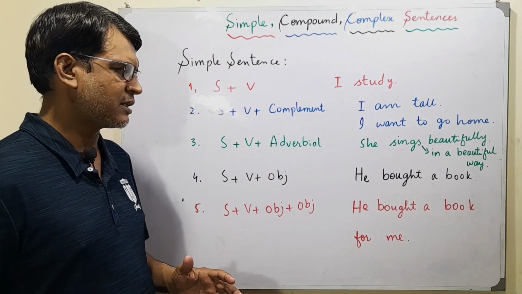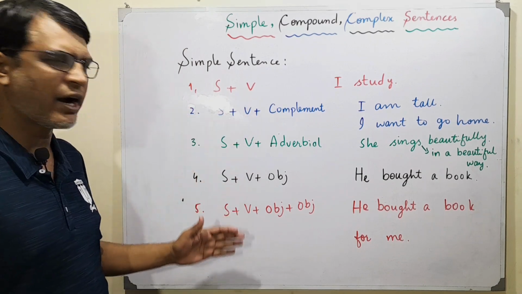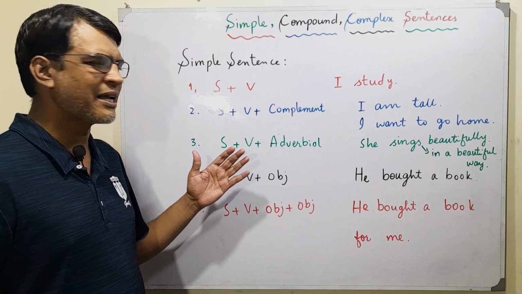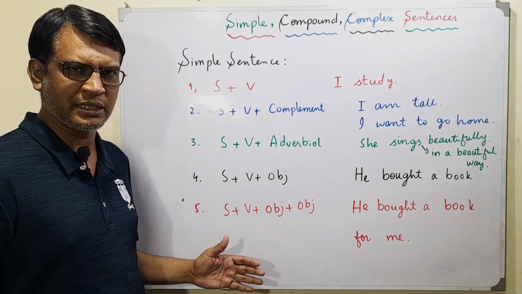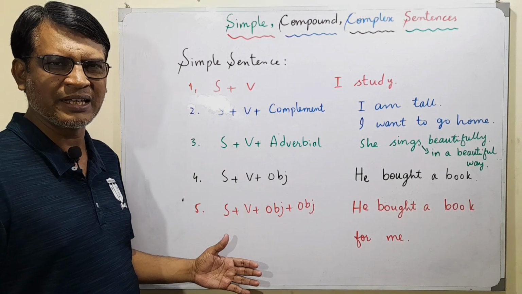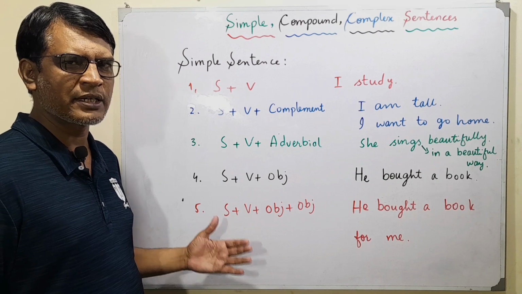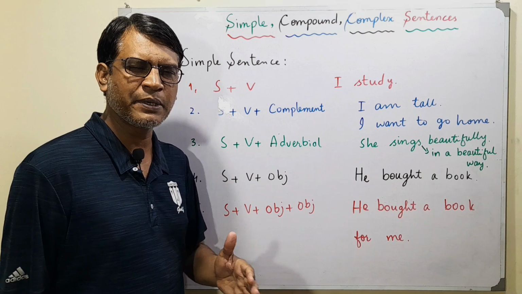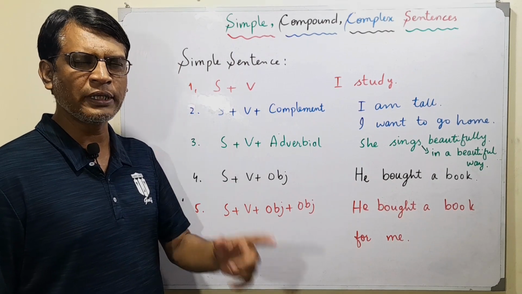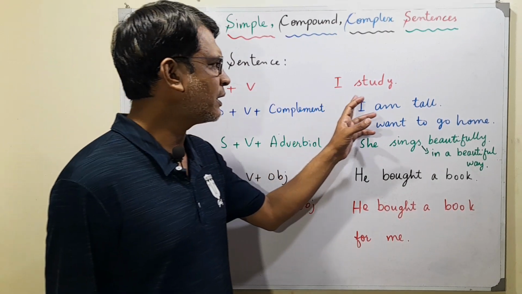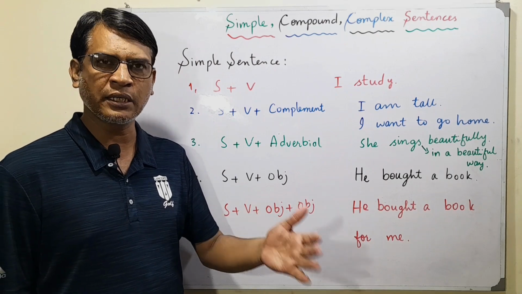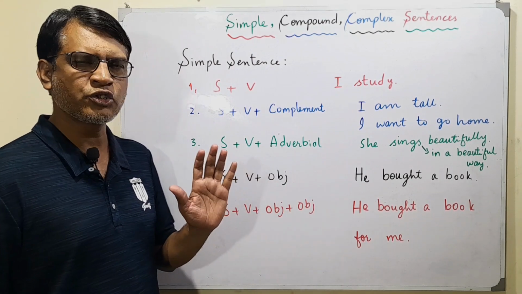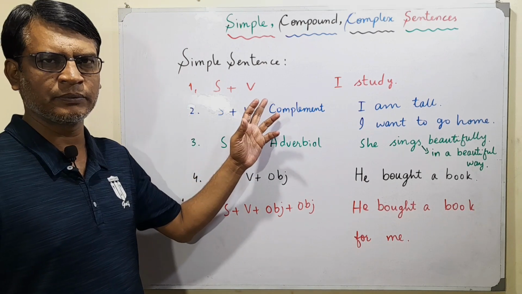What's a simple sentence? Well, these are the five shapes or forms, or you can say types, in which we can make a simple sentence. Okay, these are the five ways we can use to make a simple sentence. The very first is subject and verb. A simple sentence can be made with only subject and verb. For example, I study, I teach, I sleep, I eat, I run, I play. Okay, so it's just subject and verb only.